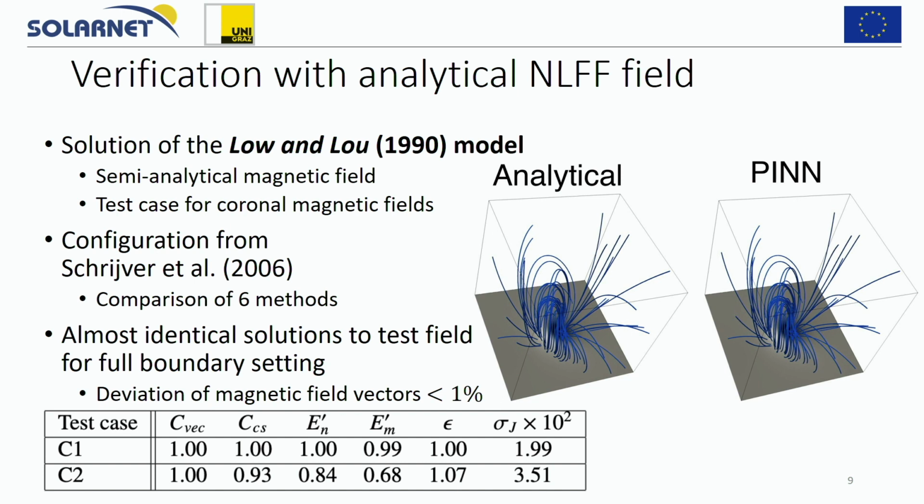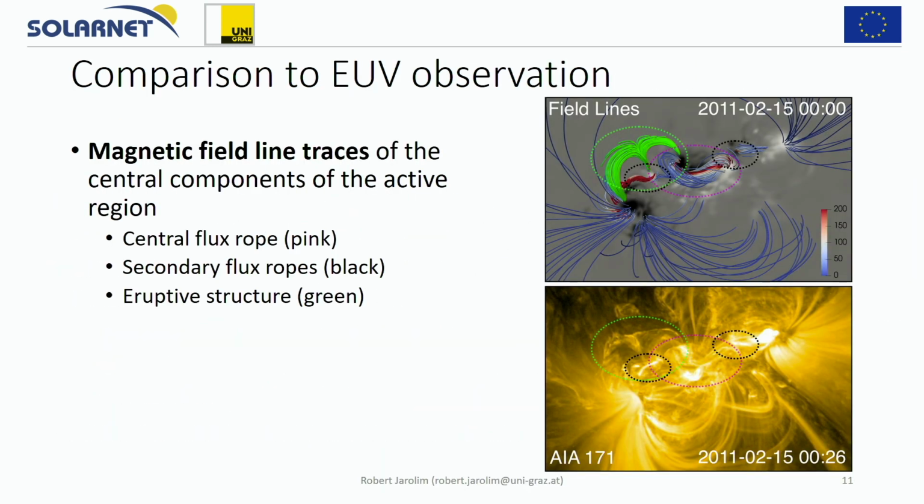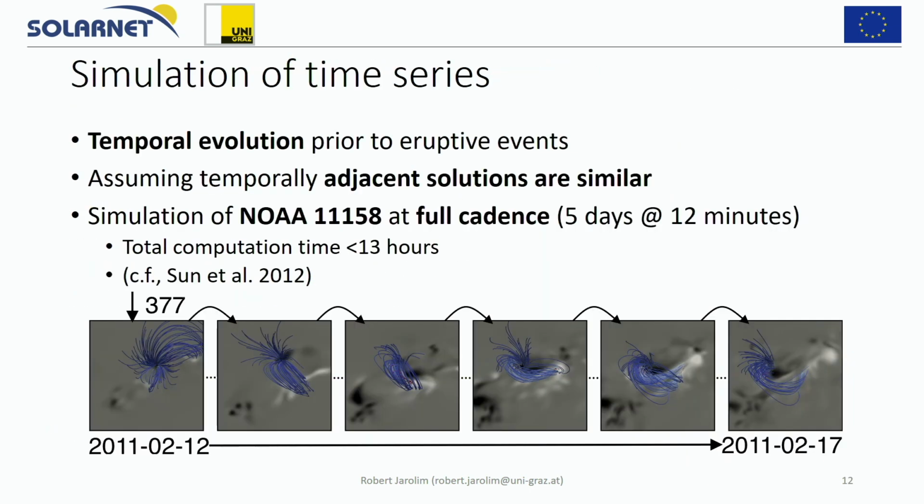Good. And then you mentioned the active region 1158, in which you tried the full 5 days at full cadence, and the total computation took less than 13 hours. What was the spatial resolution of these things? Usually, we did the binning by 2, so we reduced the resolution by a factor of 2. By a factor of 2, okay. Right, but actually it doesn't matter for this method.